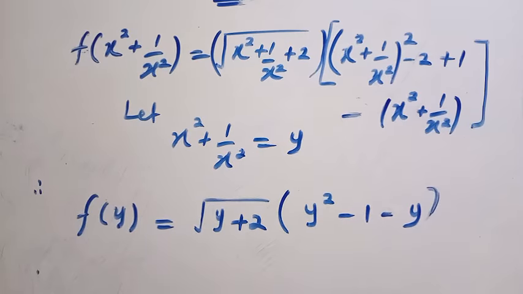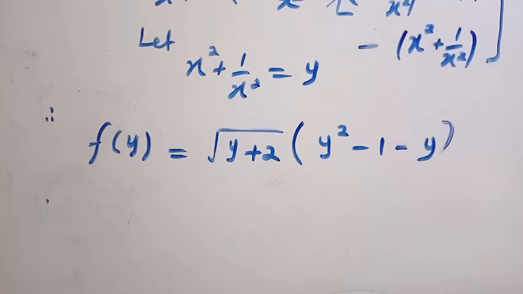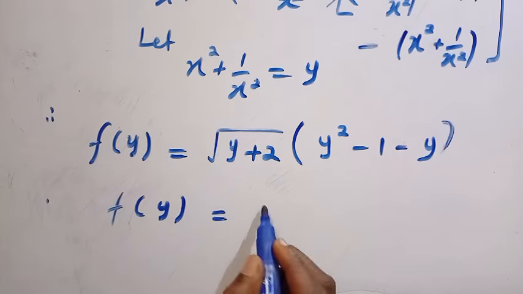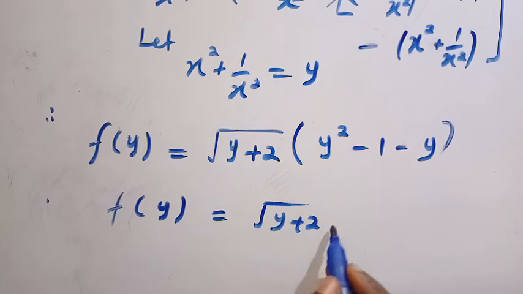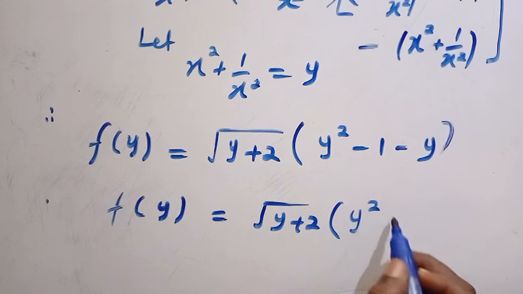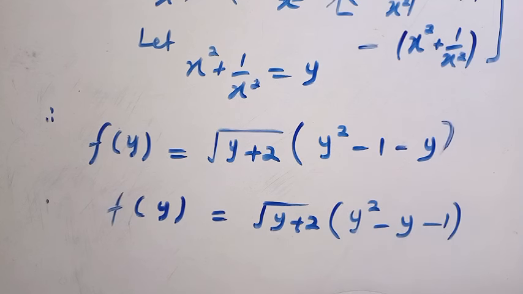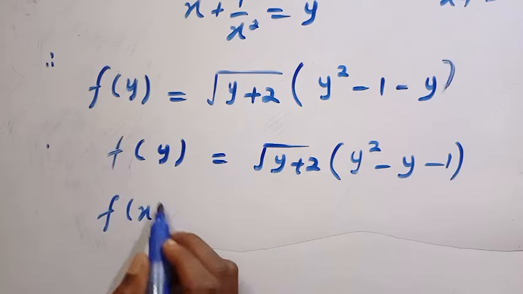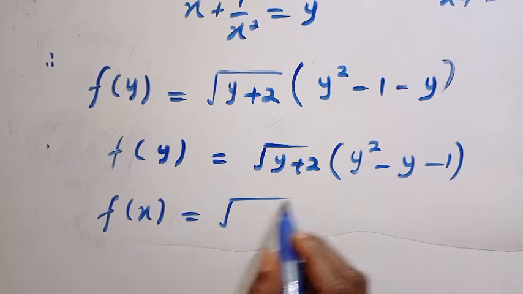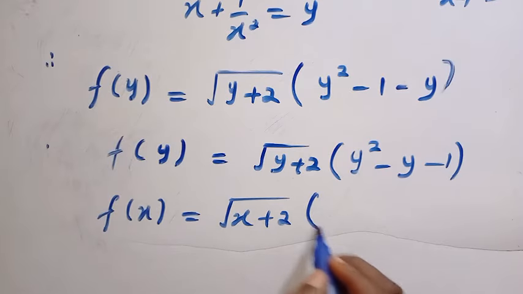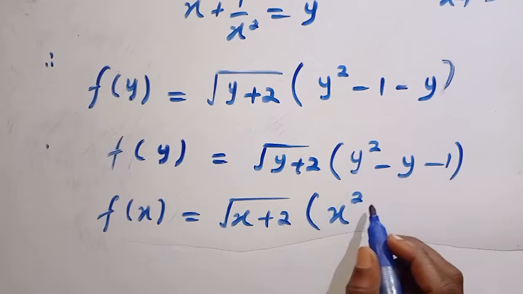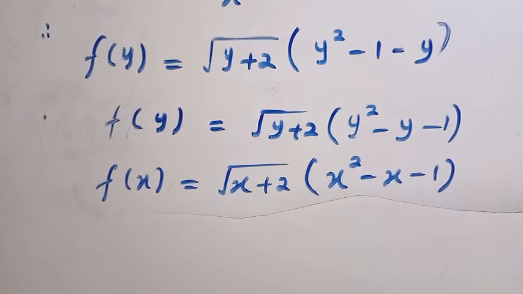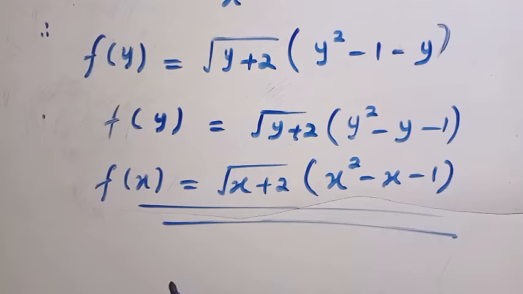Then we are going to do the final replacement of this. So we have f of y equals the square root of y plus 2, bracket, here is y squared minus y minus 1. So if I replace y with x, we have f of x equals the square root of x plus 2, open bracket, here is x squared minus x minus 1. And this is the final answer for this.